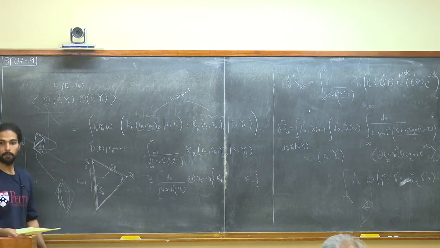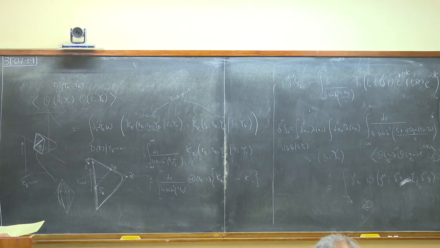One last quick question. Normally when you do Euclidean things, you get time-ordered propagators when you go to Lorentzian. Why do it retarded?